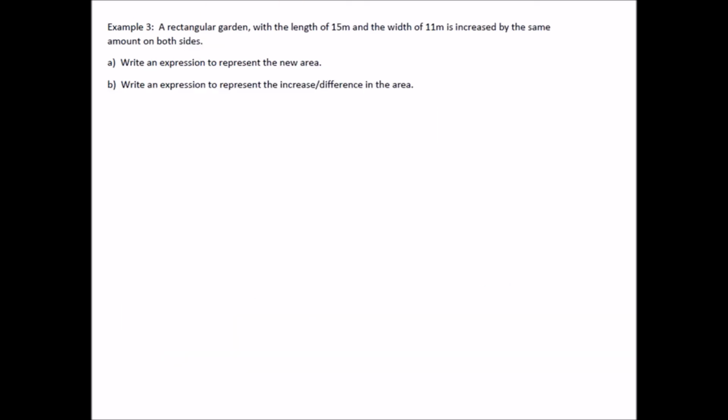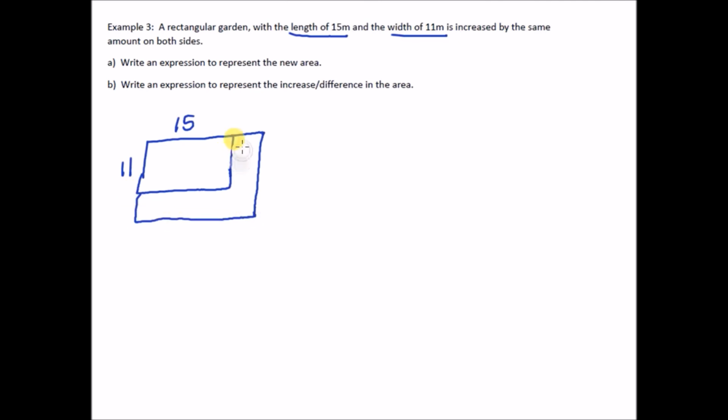Okay, last question. Example 3, a rectangular garden with the length of 15 and the width of 11. So when I think of this, I think 11 and 15 meters, increased by the same amount on both sides. The length is increased and the width is increased. And when we talk about the same amount, we talk about a variable, right? With the same amount, let's represent that as x. And let's represent that as x as well.